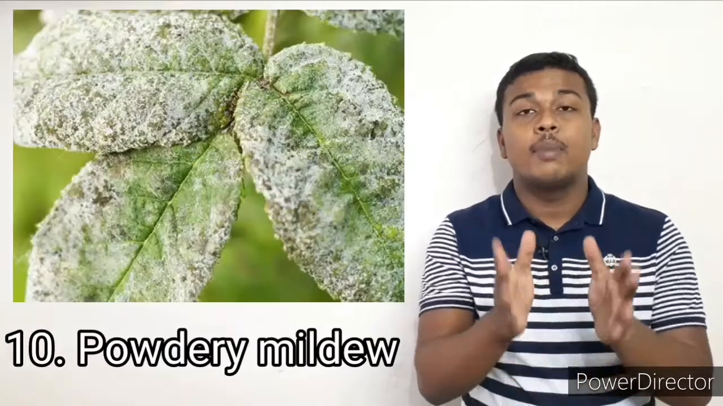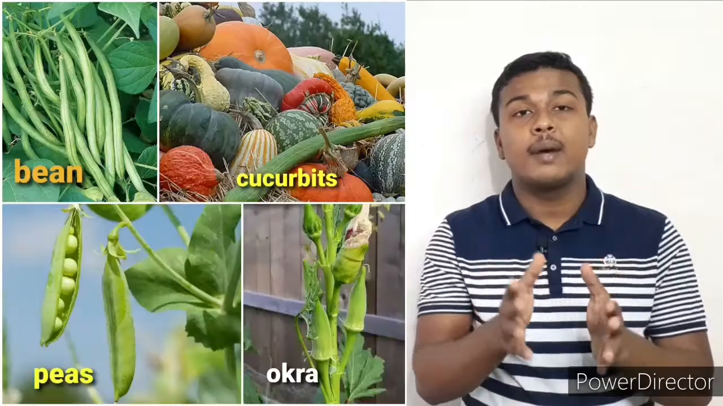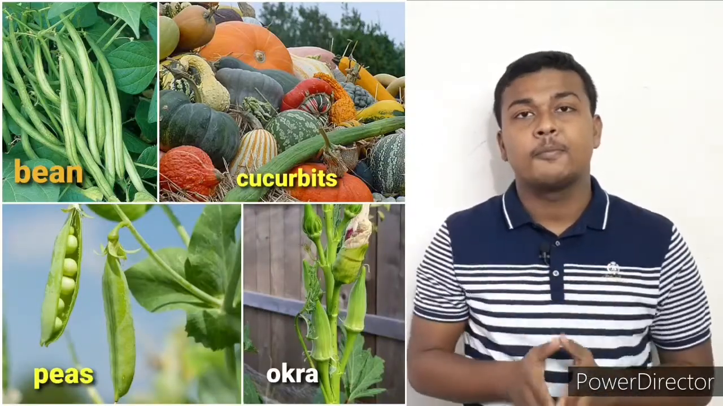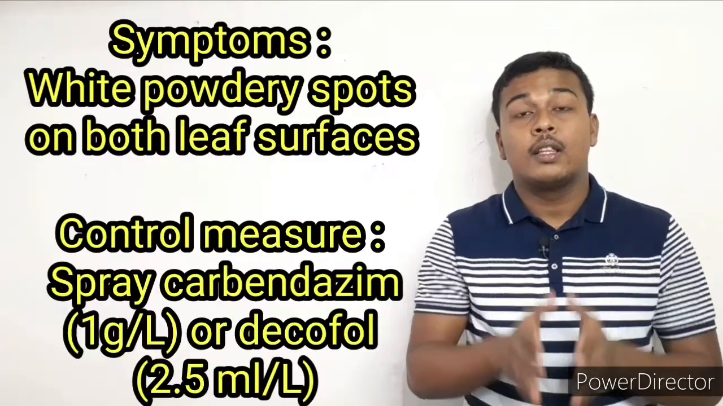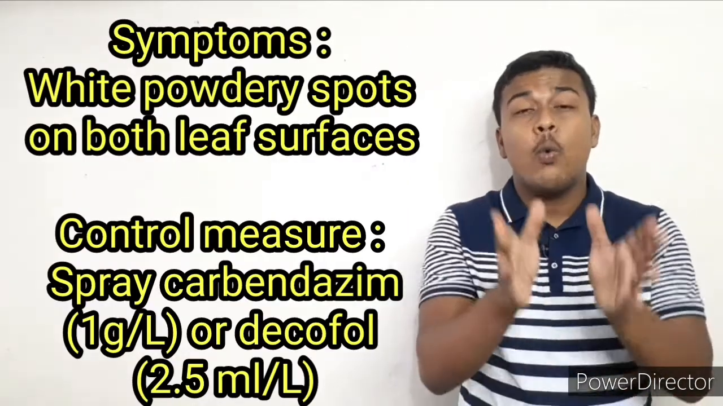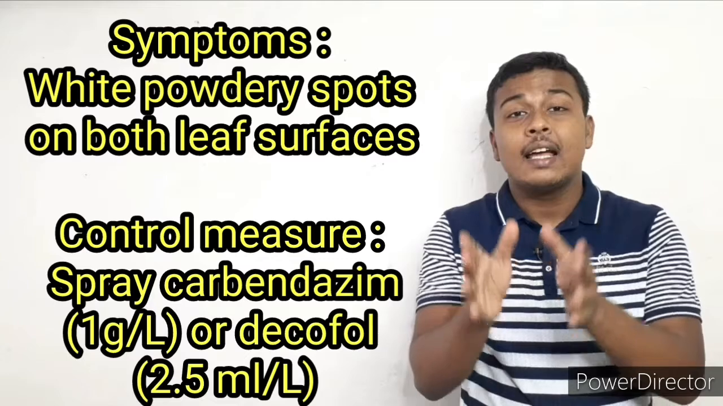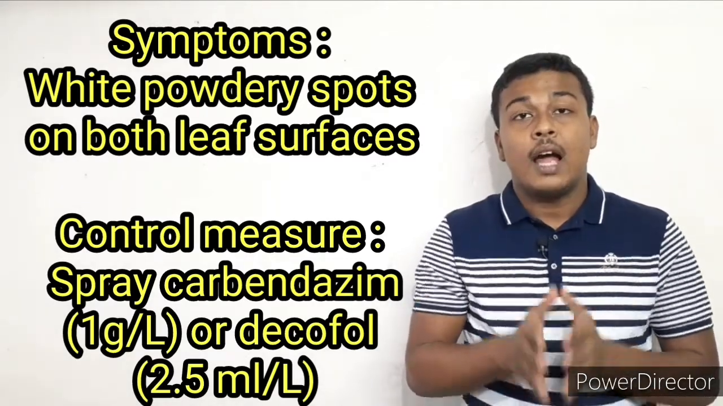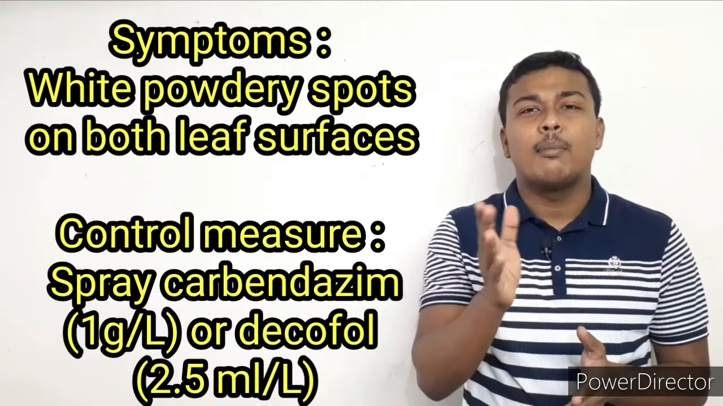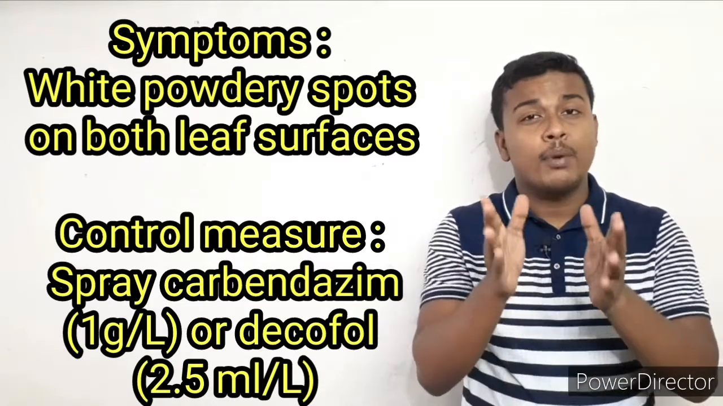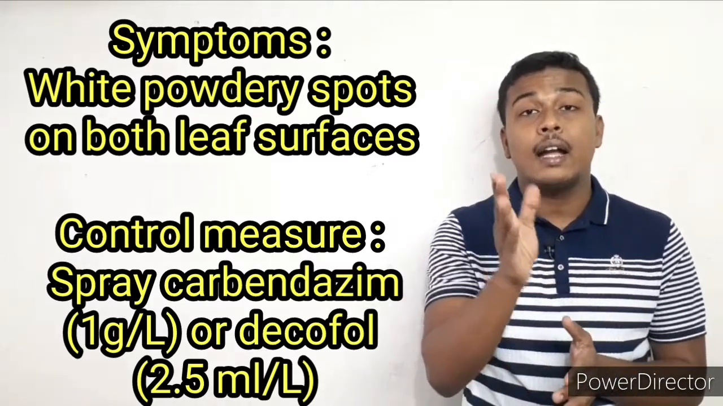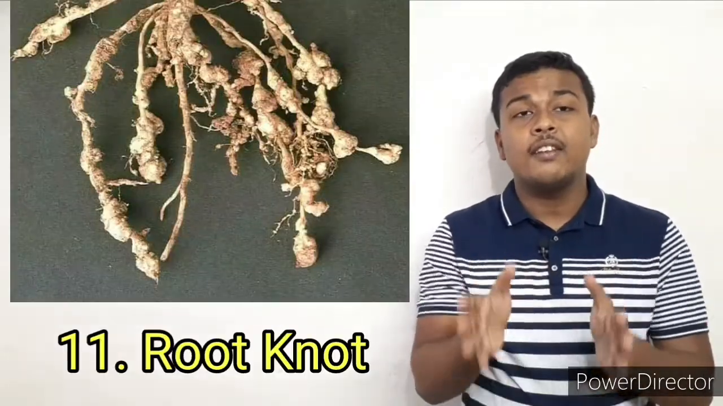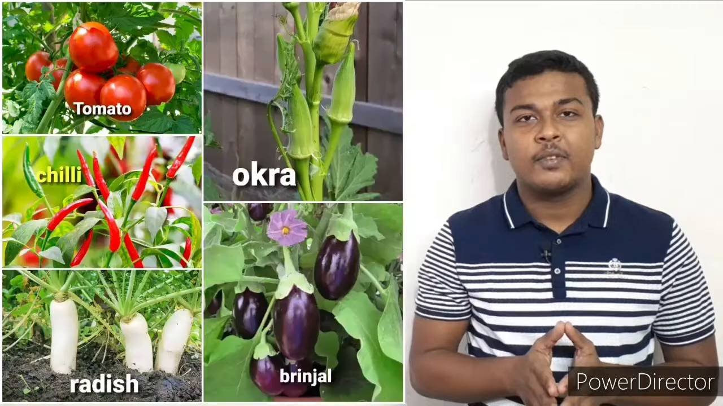The next kind of disease is powdery mildew, and the crops affected by this disease are cucurbit, beans, okra and peas. The symptoms of this disease are white powdery spots can be seen on both sides of the leaves. And to control this, spray carbendazim at 1 gram per liter or tefacort at 2.5 ml per liter.